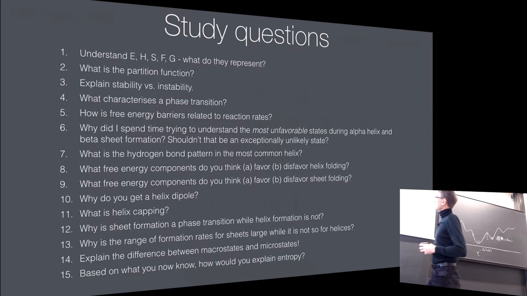And then we at least hand-waved a bit. If you think of that in terms of free energy, what components favor versus disfavor alpha helix folding?